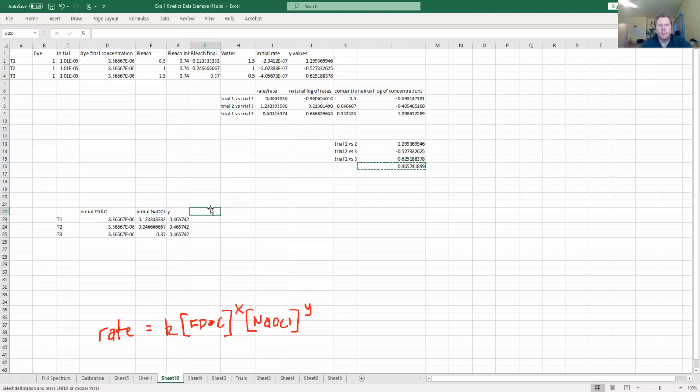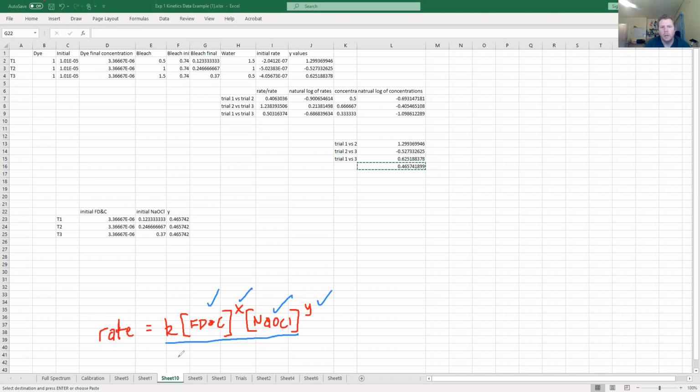Now, if you're playing along at home with all the things we've referenced from this equation down here, we've got our FD&C concentration, we've got our NaOCl concentration, we have our X as 1, we have our Y as 0.465742, okay?